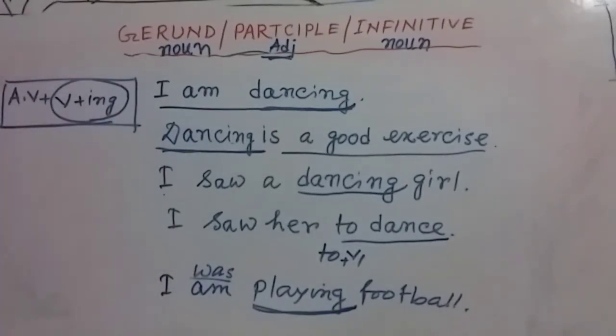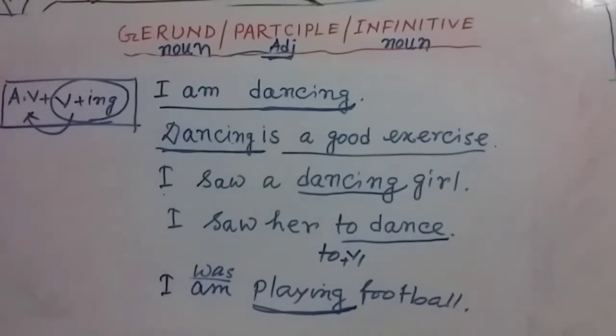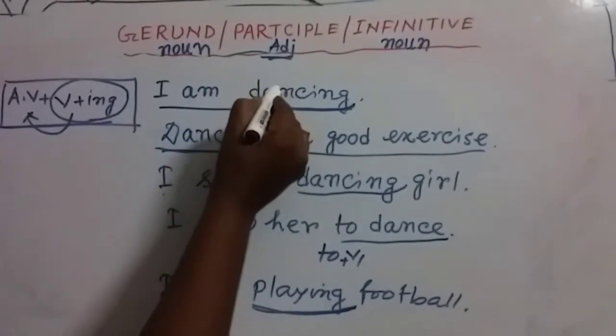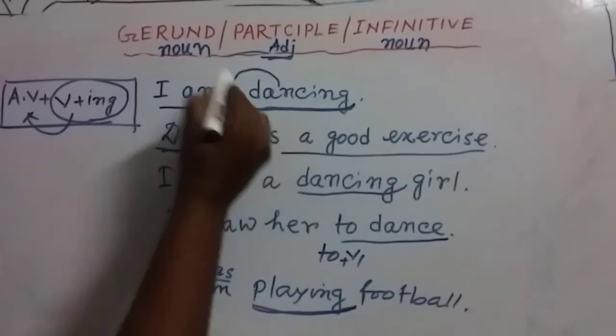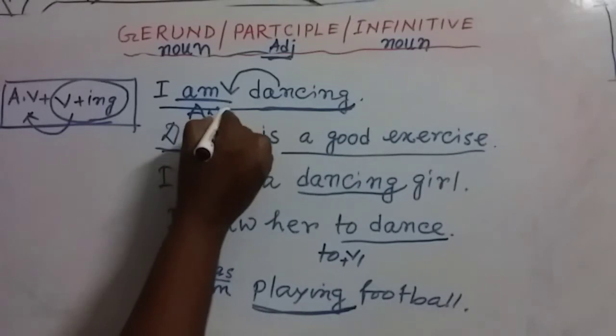So whenever there is an auxiliary verb before the ing form, obviously this is a continuous form of a sentence. Maybe it is present continuous, maybe past continuous, maybe future continuous. Only these three forms can be formed by using ing. So here you can see dancing preceded by the term am, and am is an auxiliary verb.